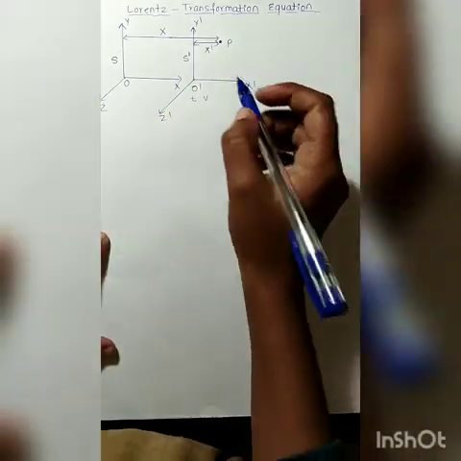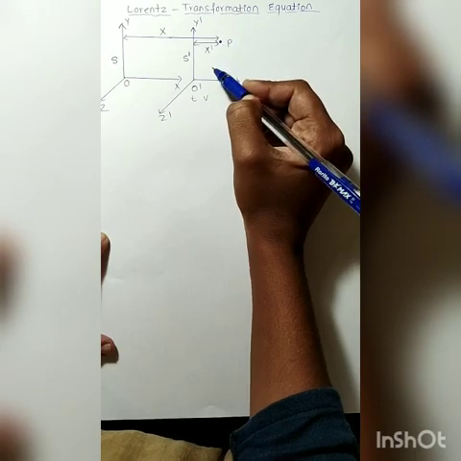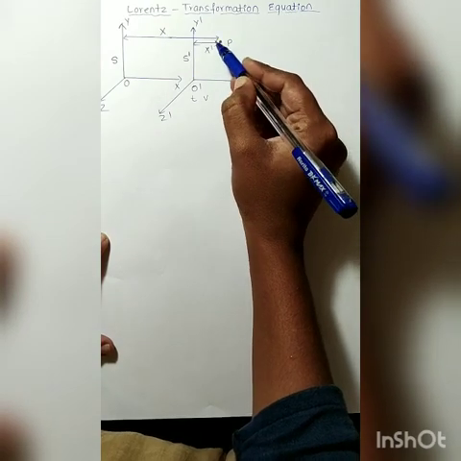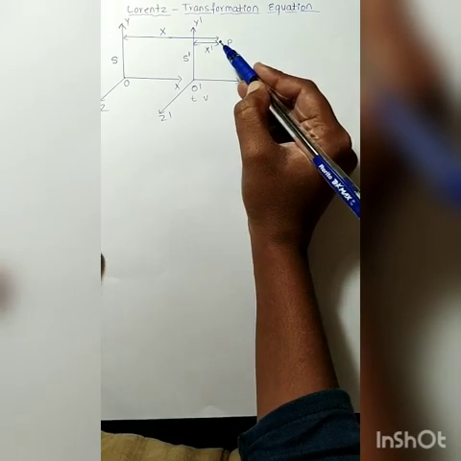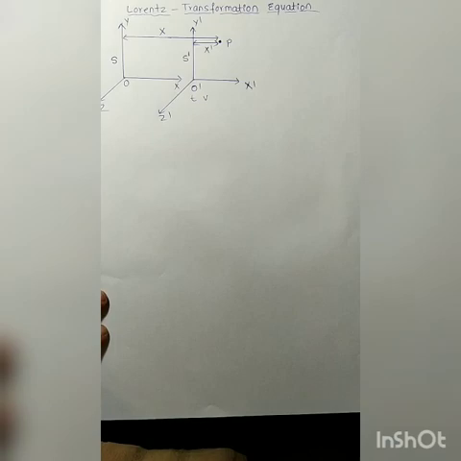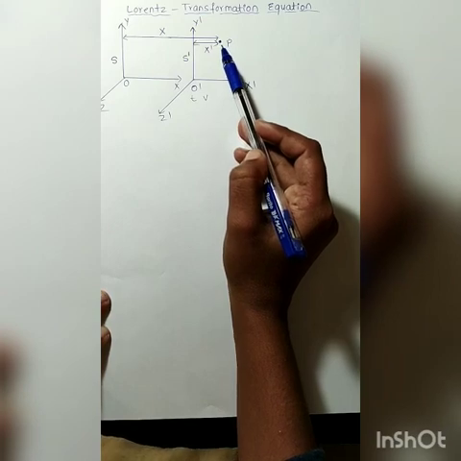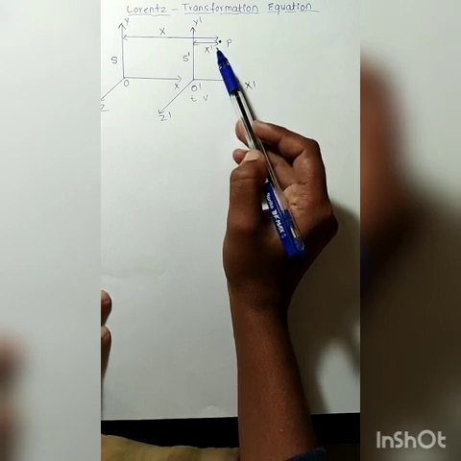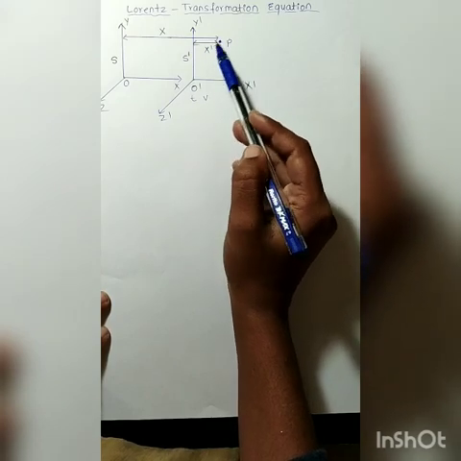Now for this, we are taking one event which is happening in the S dash frame, at a point P. As I told, an event may be anything. It may be an accident, or a time interval, or any event you can take. Here I am taking at the point P a source which is giving light rays.